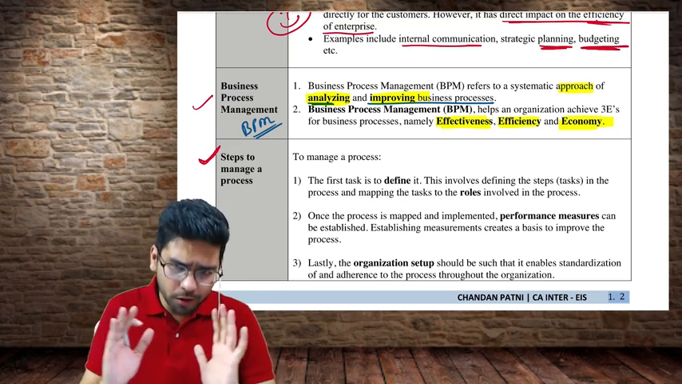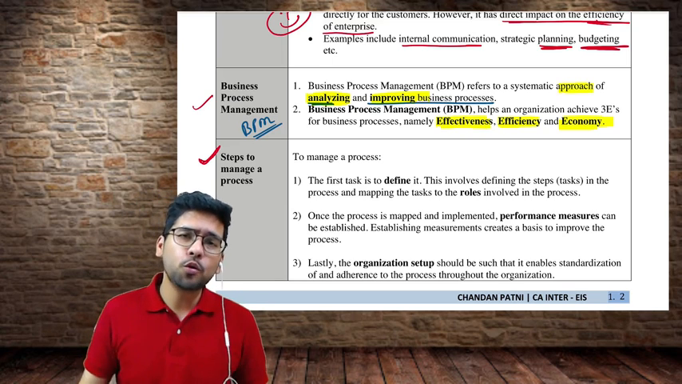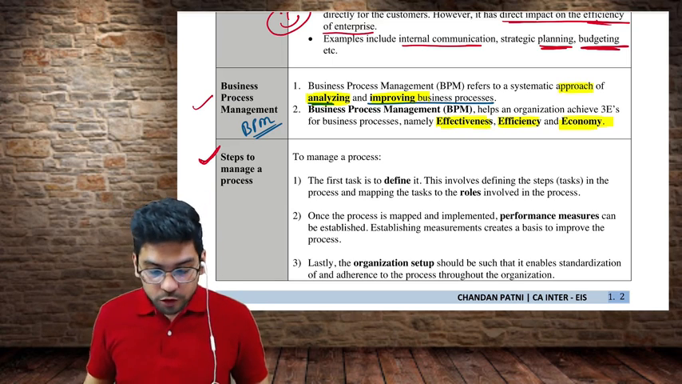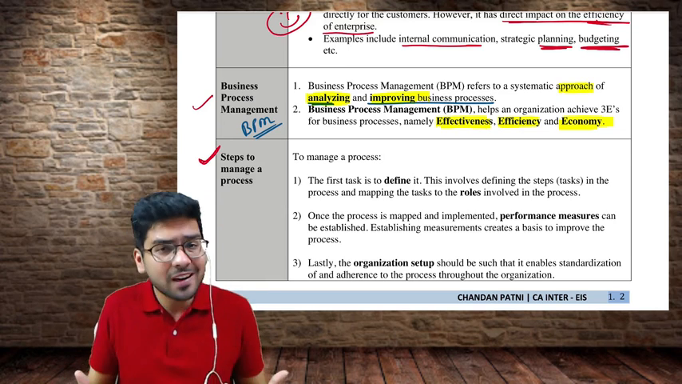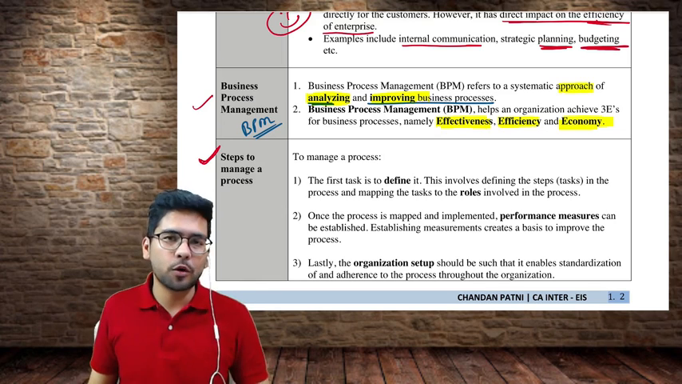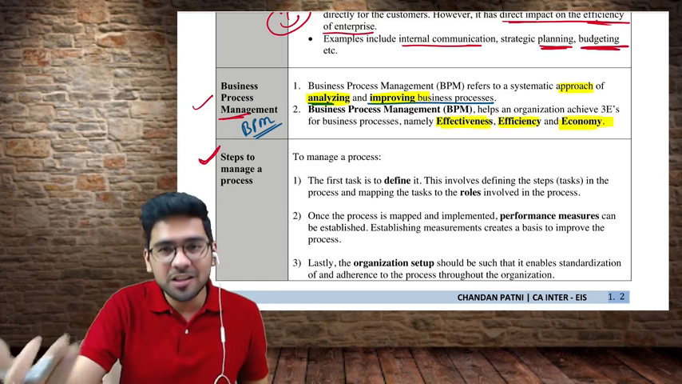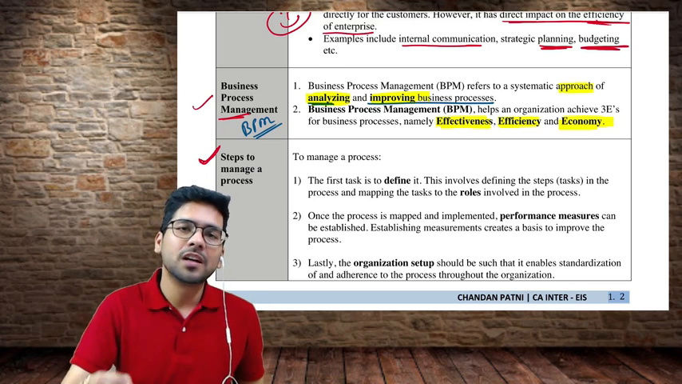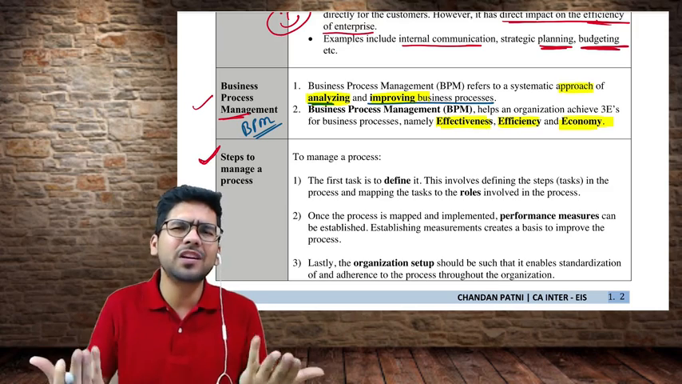This is not a very important part, but still, because it is there in our ICI material, we are going to do 100% coverage. Okay, so business process management, I've already told you. Now this can be a question that can be asked. What are the steps to manage a process? Okay, we know that under business process management, we are managing a process, right? So what are the steps that you should be taking to manage a process? Okay, a very simple 3-step process.